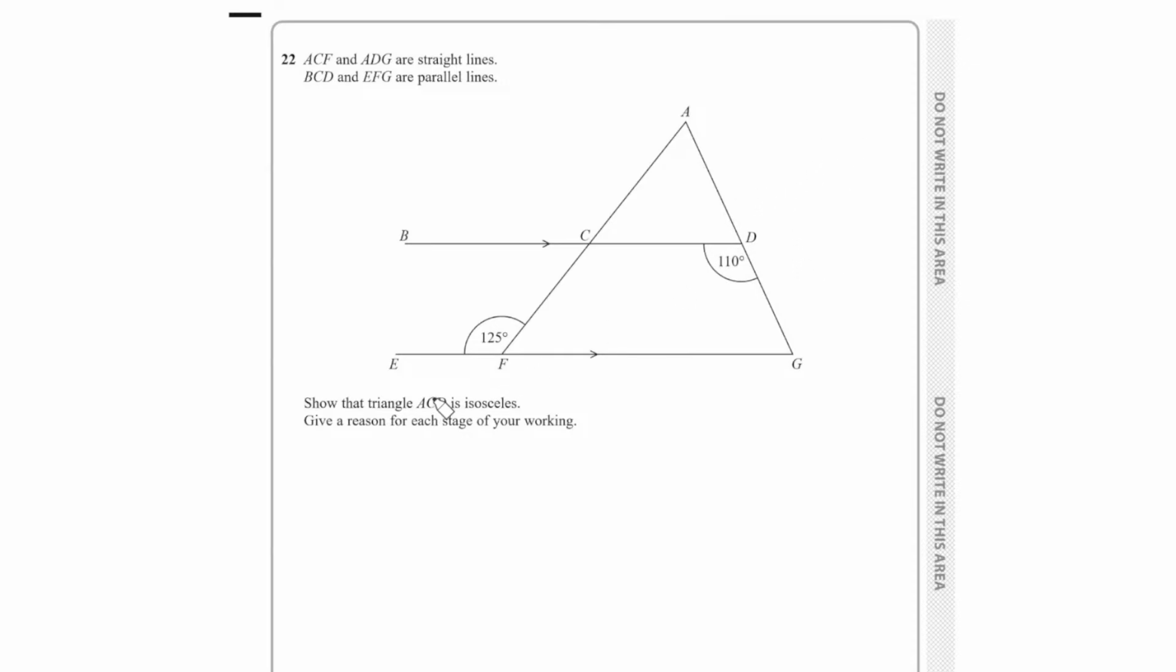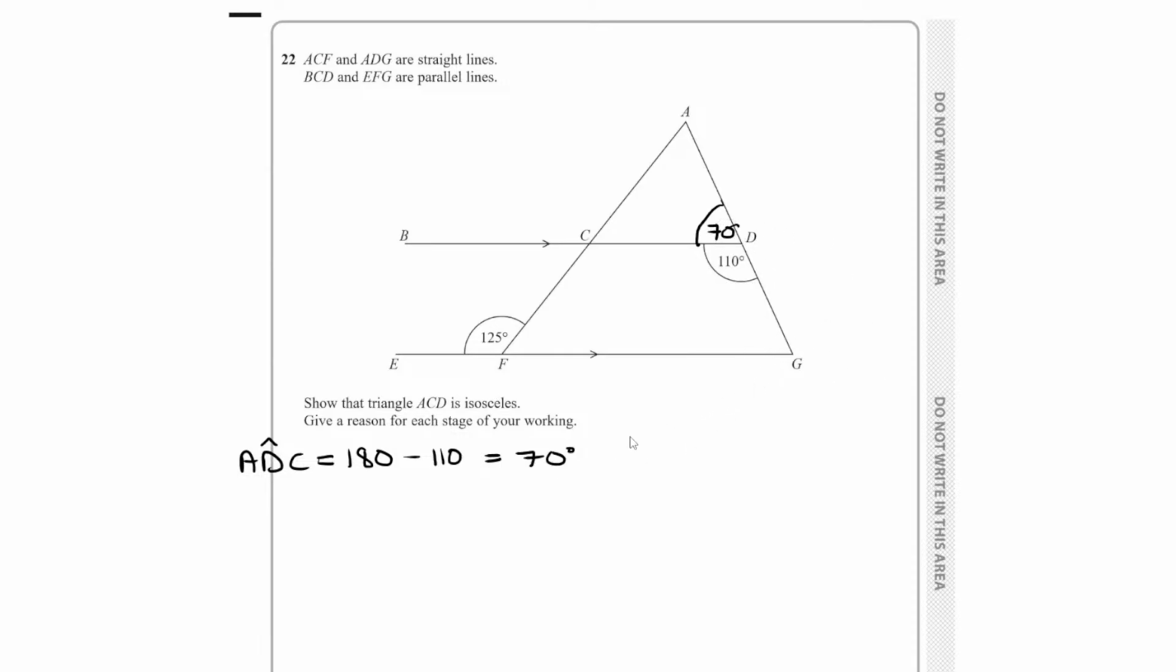So I think the most obvious one is probably over here with 110, because they've said to me that ADG is a straight line. So what I know about straight lines is they add up to 180. So I could work out ADC. So ADC, that angle, is 180 minus 110, which is just 70, isn't it? You can also label your diagram as well if you want.